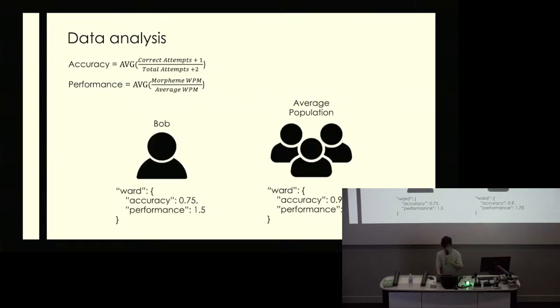So let's take a look at Bob here, who's typed the word ward with accuracy 0.75 and a performance of 1.5. These are the individual accuracy and performance, just for Bob. For the average population, which we have from that massive data set that I got by scraping TypeRacer and analyzing data, we find that ward on average has an accuracy of 0.9 and a performance of 1.75. So it's pretty clear that by both metrics, Bob is struggling on this word ward.